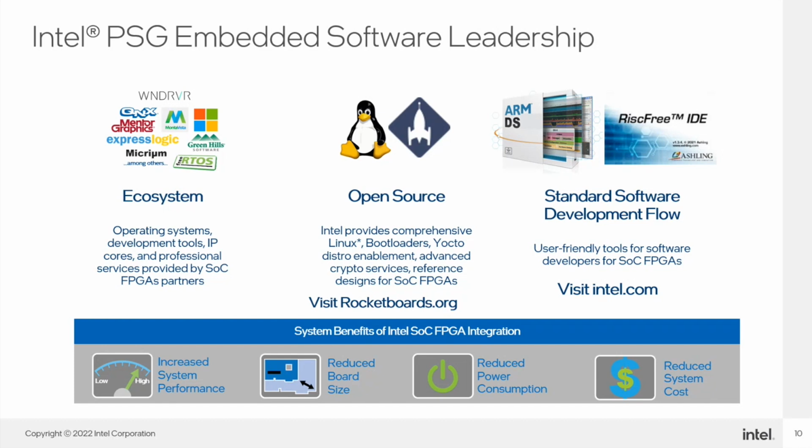With the latest development environment, Intel delivers the Ashling RiscFree IDE, again for Intel FPGAs. It includes a compiler, debugger, and trace for Intel's new softcore processor, the RISC-V, which we call the Nios V softcore processor, as well as Arm processors. A key feature of the RiscFree IDE is heterogeneous debug, where you're able to debug Nios V and Arm processors simultaneously, and all at zero cost.